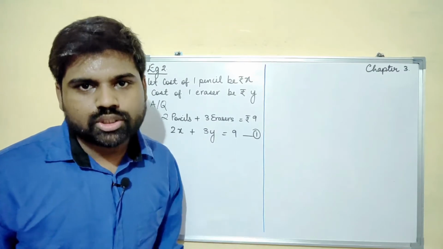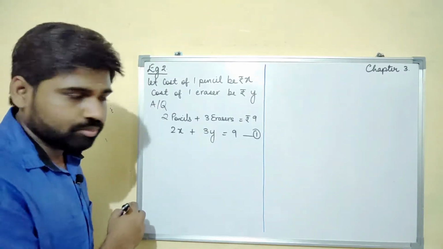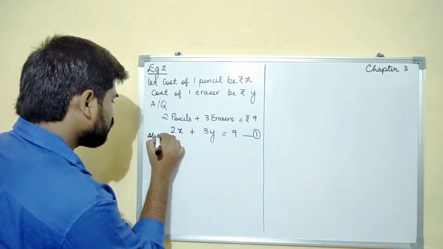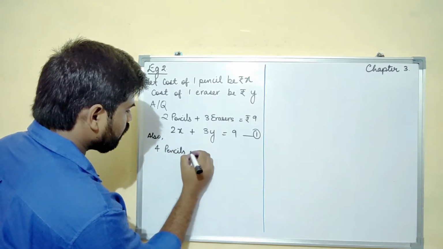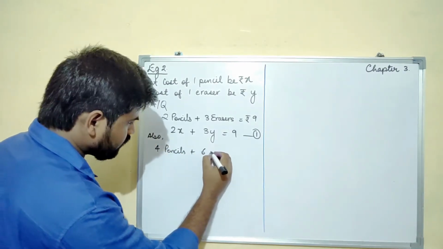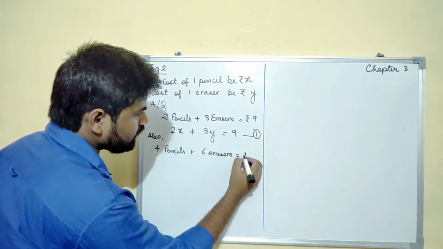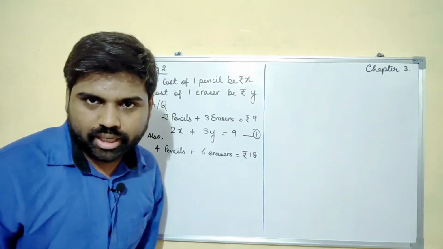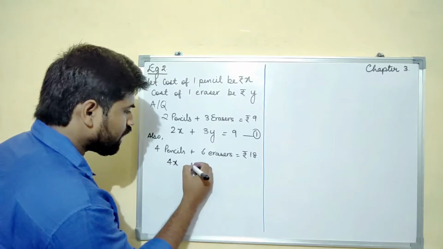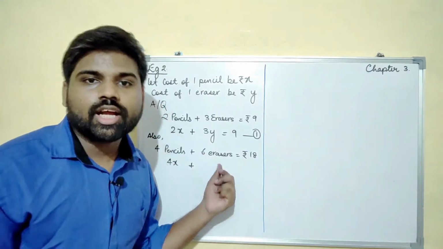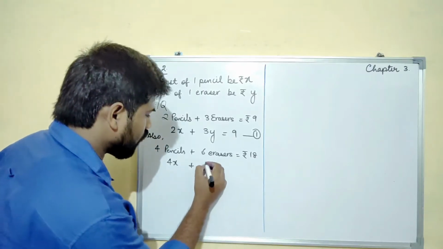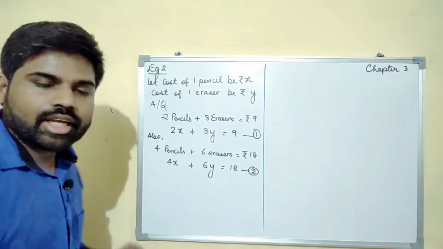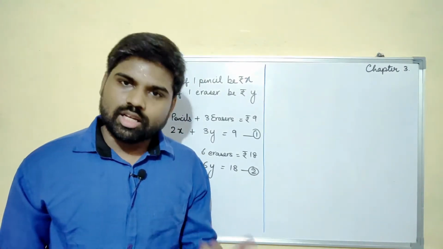Now let us frame the second equation according to Sonali's situation. She purchased 4 pencils plus 6 erasers for ₹18. The cost of 4 pencils will be 4 times x, that is 4x, plus the cost of 6 erasers, which will be 6y, equals 18. Now the first and the second equations represent the situation in algebraic form.